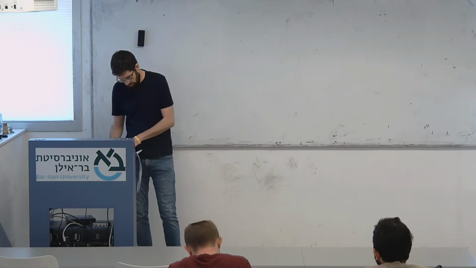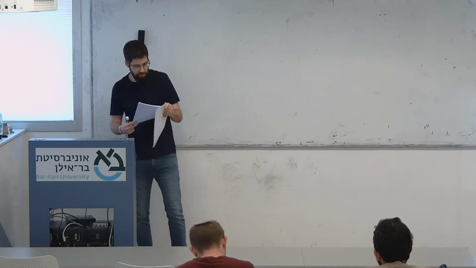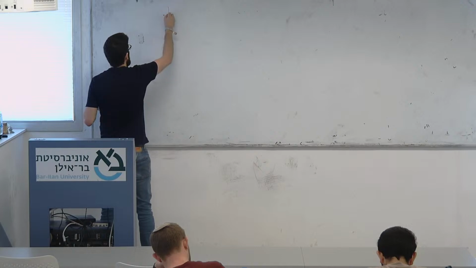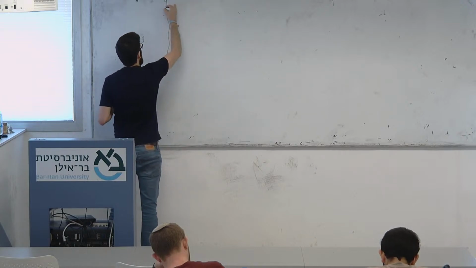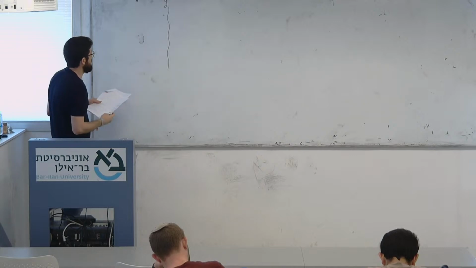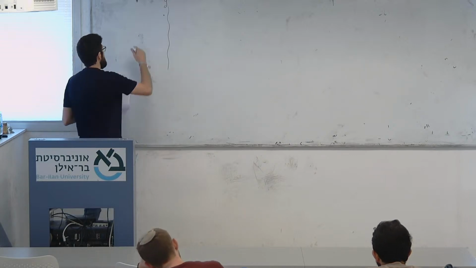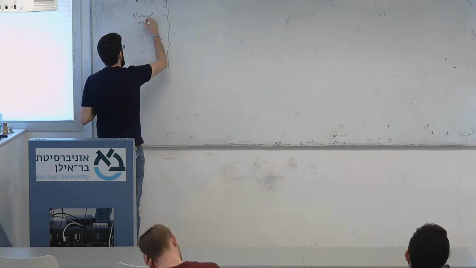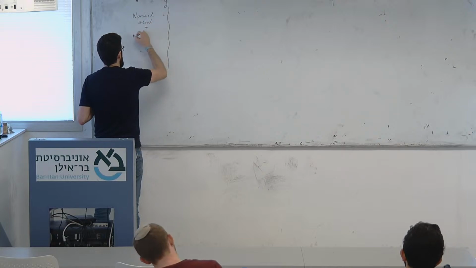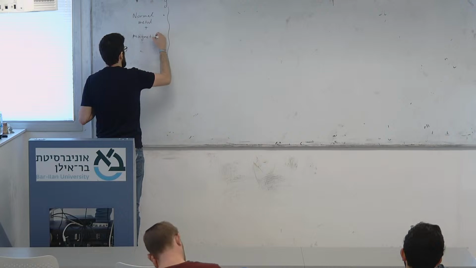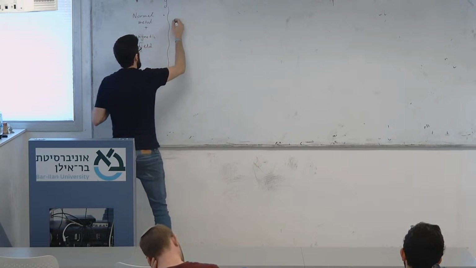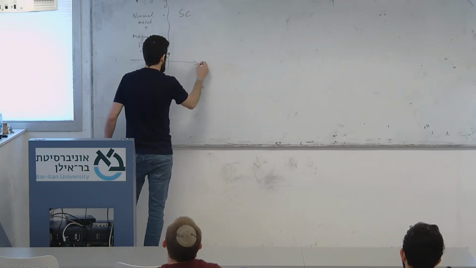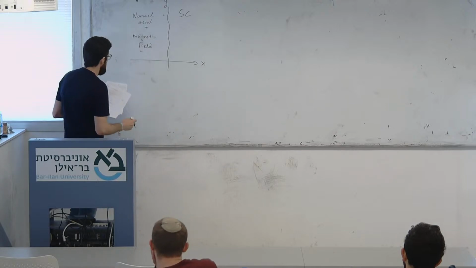Let me start from something I owe you. To remind you, last time we were computing the free energy of a domain wall between a region with normal metal plus magnetic field and a superconductor, where this coordinate is x.